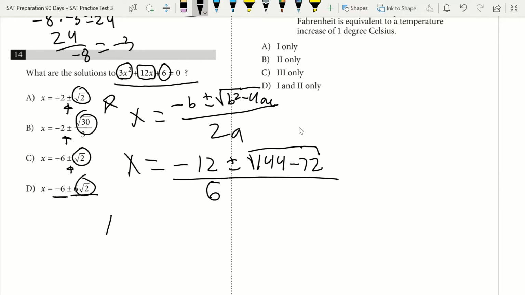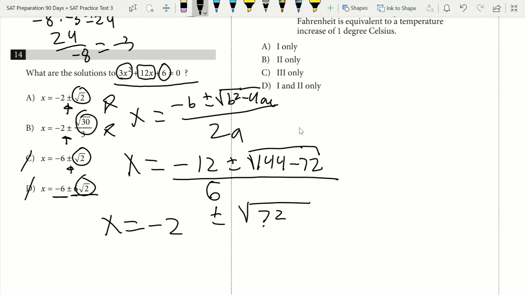So now I'm going to go ahead and solve. I have negative 12 over 6, that's going to give me negative 2. Now I have to solve for my next term. I'm going to have plus or minus. Well, 144 minus 72 is going to give me root 72.